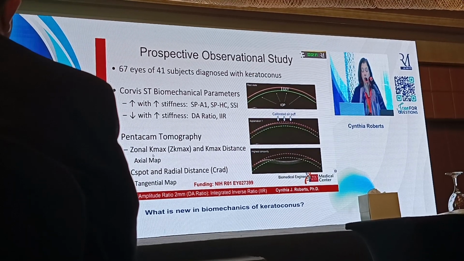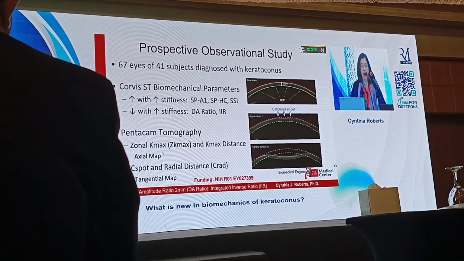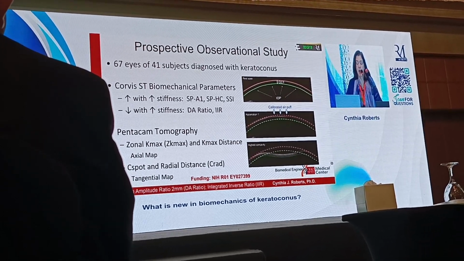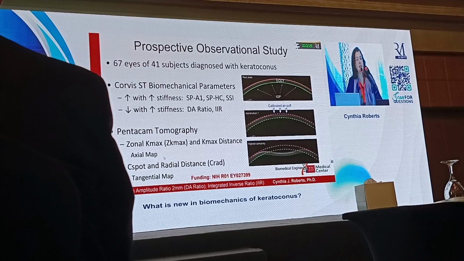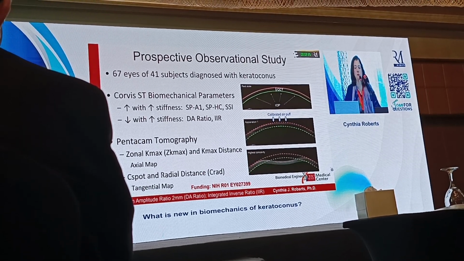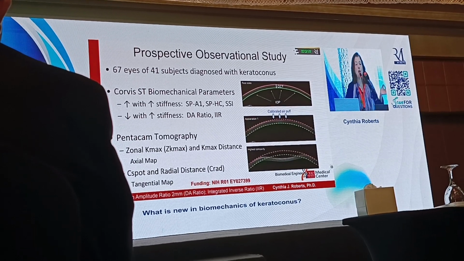From Pentacam, we looked at a zonal value, and I don't have time today to talk about why you should not use a single point Kmax. And then also we used an index we developed to look at the distance of the cone from the center.